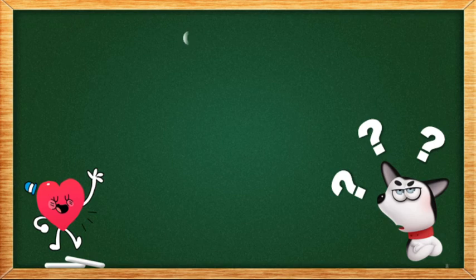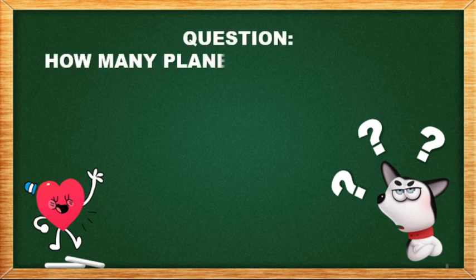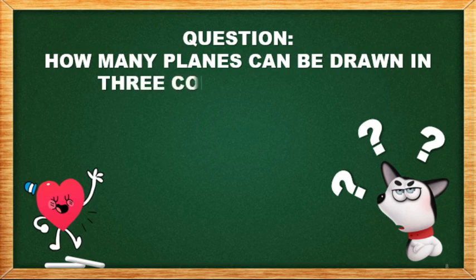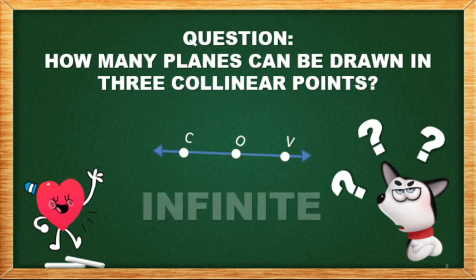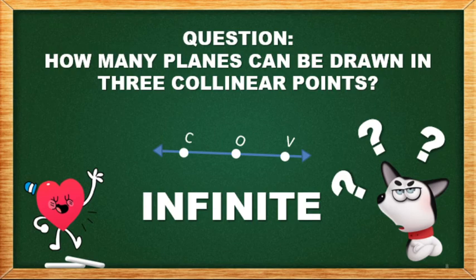Question. How many planes can be drawn in 3 collinear points? Ayan. So, let's say we have point C, point O, point B. Pag sinabi kasi natin collinear points, they are on the same line. That's why nag-draw rin ako ng line dyan. Yes, very good. They are the infinite numbers of plane. Infinite. What if naman if we have 3 non-collinear points? Ilang plane? Yes, exactly 1 plane lang.